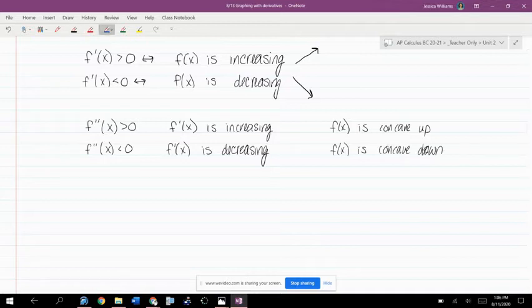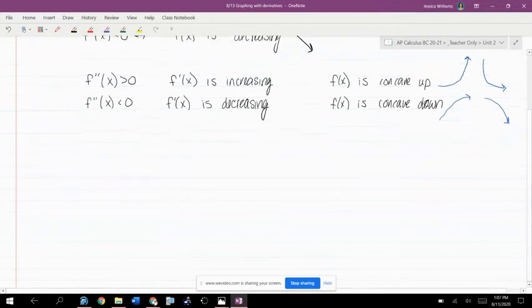So let me draw you. Concave up can look like two different things. You can be increasing and be concave up, or you can be decreasing and be concave up. But do you see that cup it's making, that if I put ice cream in, I could actually eat the ice cream? Versus concave down. I could be increasing concave down, or I could be decreasing concave down, but my ice cream is on the floor. So that's concavity. It's called concavity.